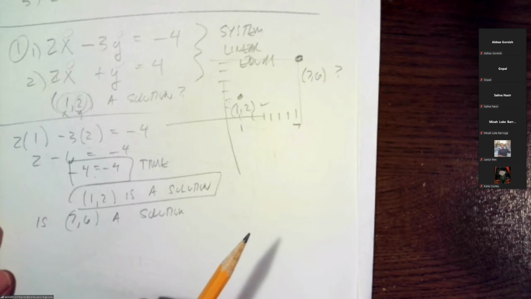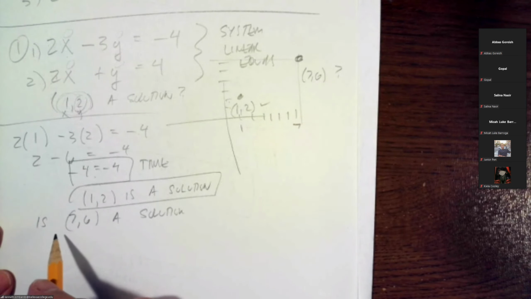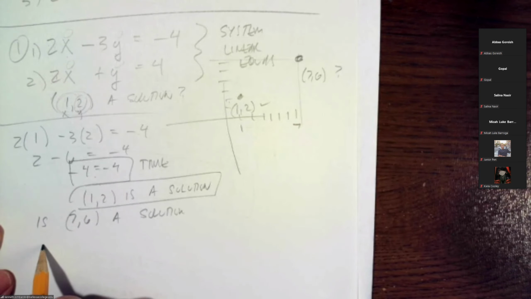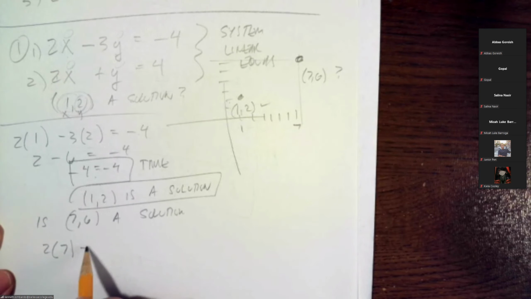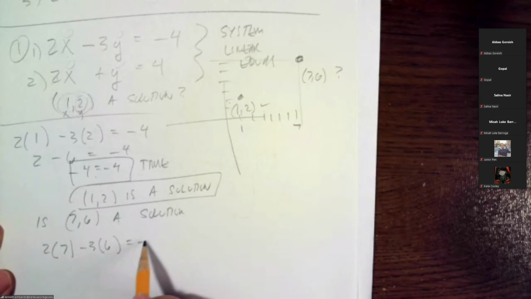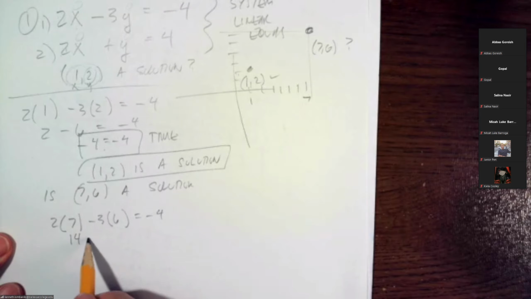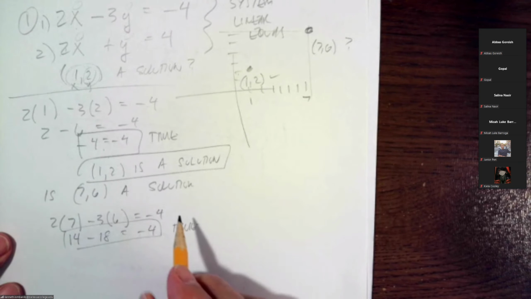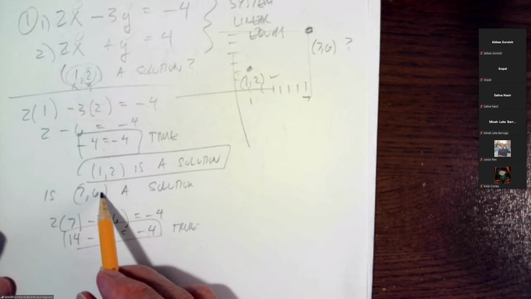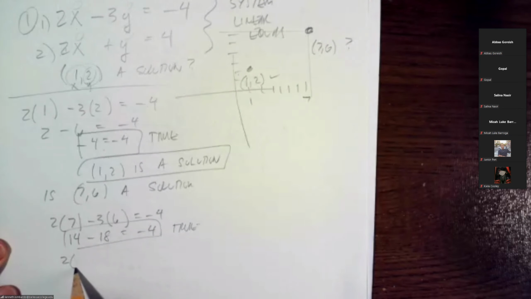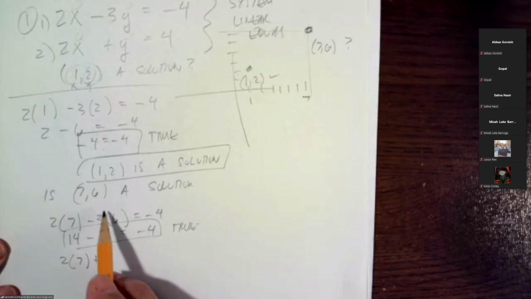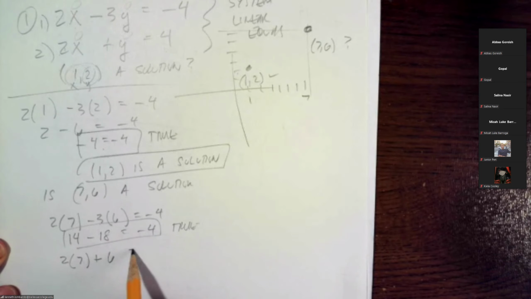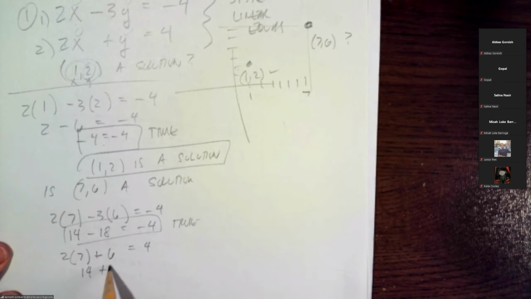We can plug in, can't we? Just like we did above. 2 times 7 minus 3 times 6 equals -4. 14 minus 3 times 6, which is 18, equals -4. Well, that looks good. How about if we plug it into the second equation? 2 times 7 plus y, which is 6, equals 4. That's 14 plus 6 equals 4. 20 equals 4.